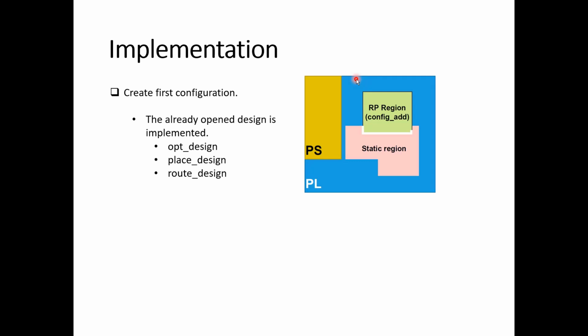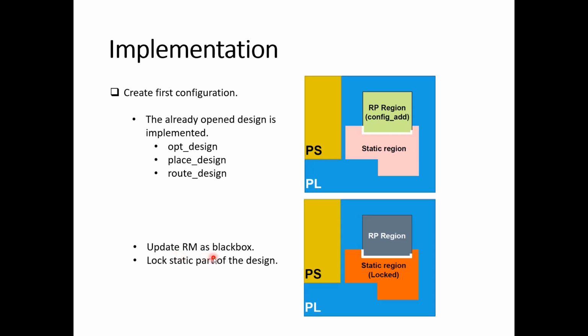Now what we have to do is create a second configuration. For the second configuration, we first have to remove this addition module and add the multiplication module in place of the addition module, right? So that's what we are going to do. We will first update this RM as a black box. Updating it as a black box means we will remove this config underscore add addition module from our design. So it will again be updated as a black box.